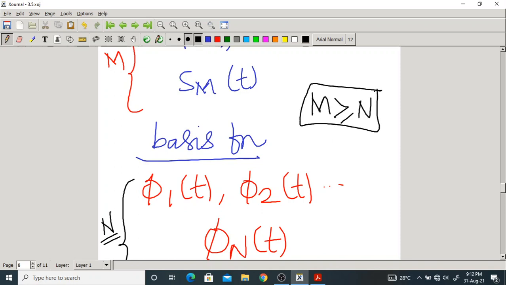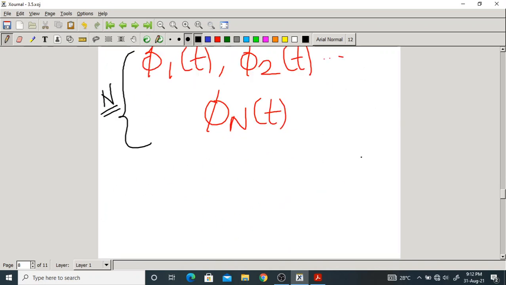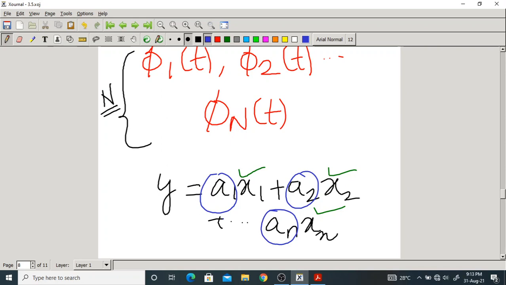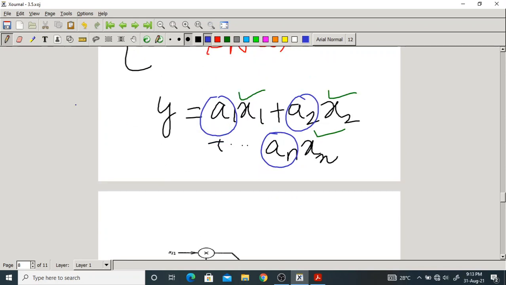Very important. Now, what is a linear combination? First of all, suppose I write y equals a1 x1 plus a2 x2 plus so on, an xn. What can you say about this? Here y is a linear combination of x1, x2, and so on, xn. What about a1, a2, and so on? They are the coefficients.